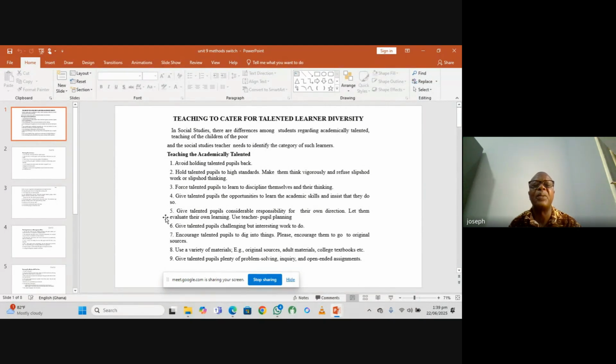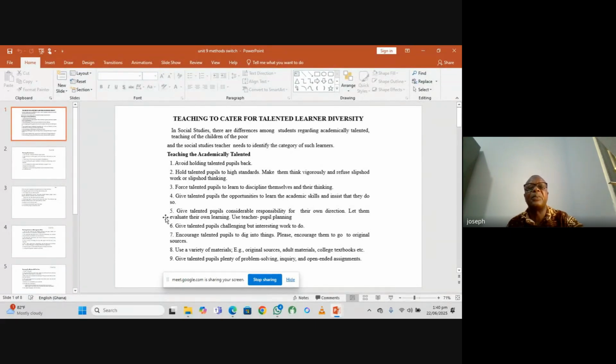Force talented pupils to learn to discipline themselves and their thinking. If they don't discipline themselves, they may think they know, but at the end they may commit blunder. So they should discipline themselves and make sure that they learn. Even though they think they know, they must still continue to learn and do the right thing. Give talented people the opportunity to learn the academic skills and insist that they do so. The thinking skills, the writing skills, the communication skills, and all those skills that you can think of, the interpretation and all those, let them learn those things.